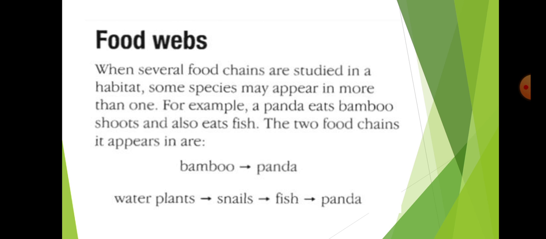We talked in part 1 about food chains, and now we will be discussing food webs. When several food chains are studied in a habitat, some species may appear in more than one. For example, a panda eats bamboo shoots and also eats fish. The two food chains it appears in are: bamboo is eaten by a panda, and water plants are eaten by the snails, eaten by the fish, and the fish eaten by the panda.